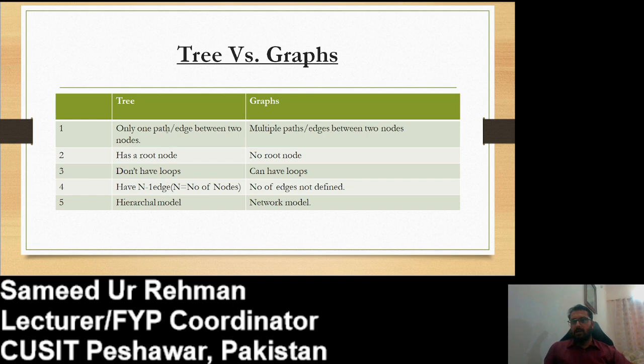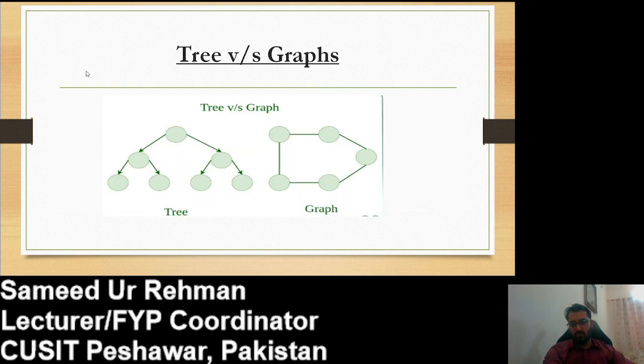Now coming to the differentiation between a tree and a graph. As we know, a tree is a hierarchical structure and a graph is a network-like structure. There are some key points which differentiate graphs and trees. Starting with trees: in trees there is only one path between two nodes. For more clarity, I will show the diagram. In trees, there is only one edge between two nodes or two vertices.